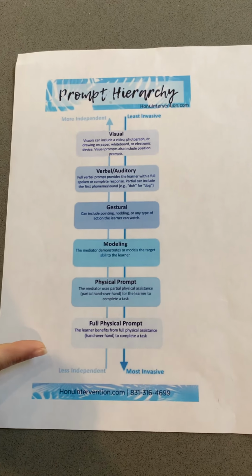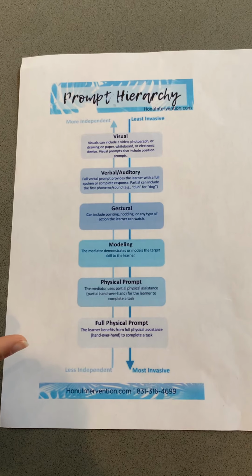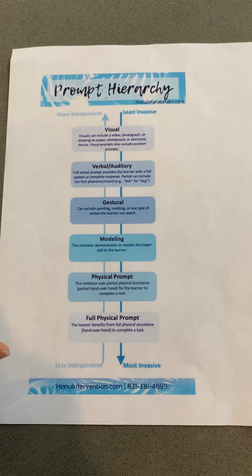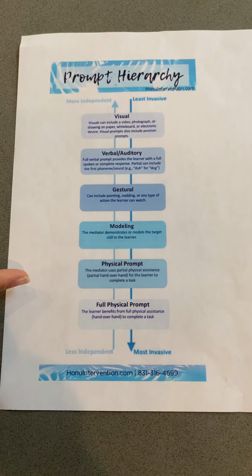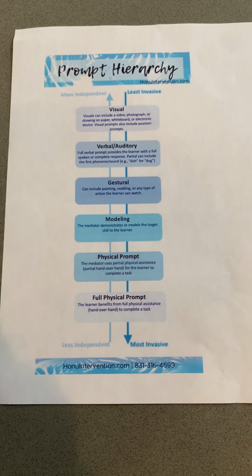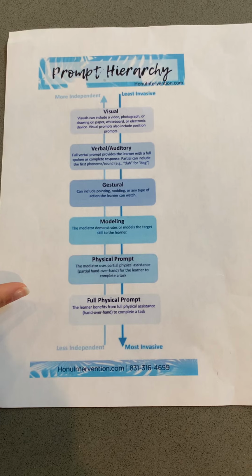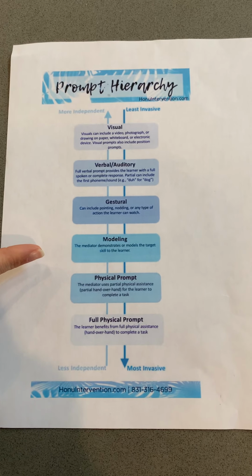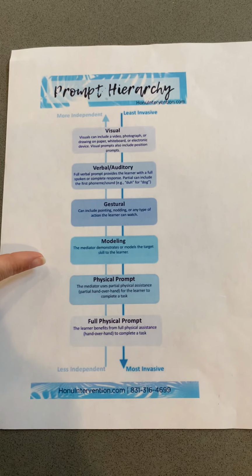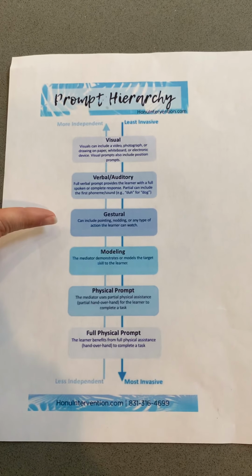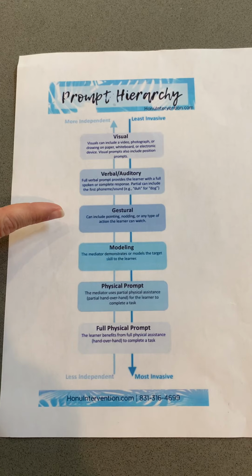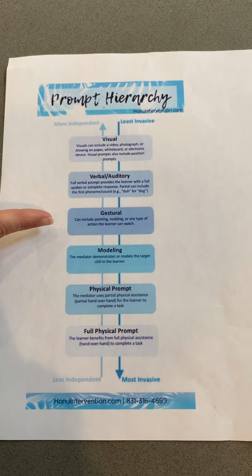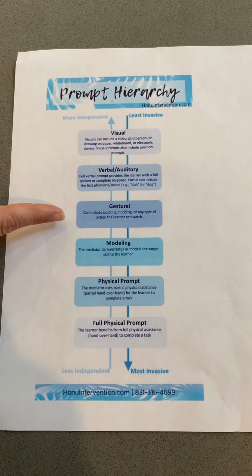The full physical prompt is when you physically move the learner's hand or body to complete the given task. The partial physical prompt is when you are still physically touching the learner, but you are giving minimal physical guidance. Modeling is used when you physically show your learner what the expected behavior is. The gestural prompt is when you are giving your learner a gesture or a movement that is showing them what is expected. This can be pointing or nodding.